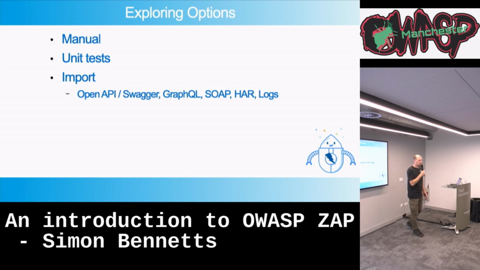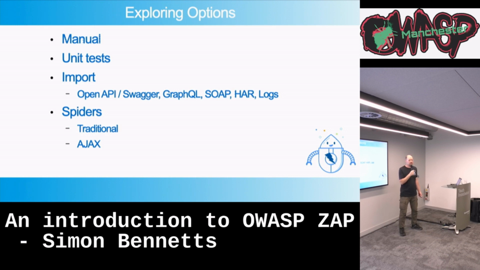We can also import things. So API definitions, OpenAPI, Swagger, GraphQL, SOAP, HAR, logs. We try and support a whole load of things so we can import definitions, API definitions or requests into ZAP. Then we have a couple of spiders. We have the traditional spider, and this is a standard crawler, so it parses HTML, looks for links, follows them, looks for forms, submits them, does all that kind of stuff.